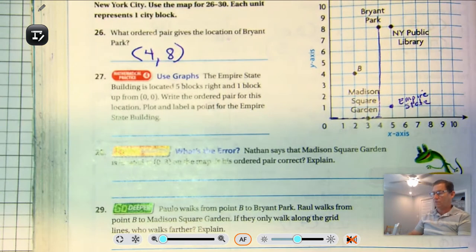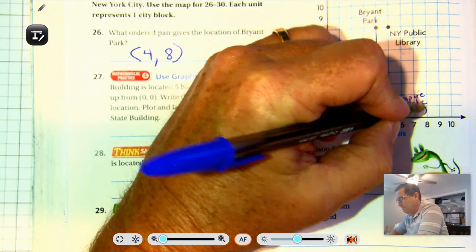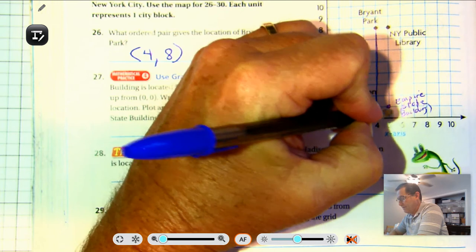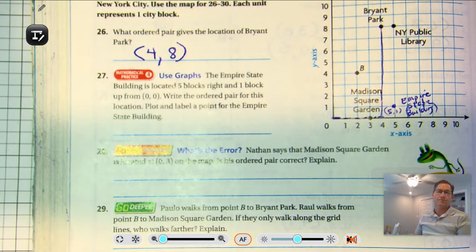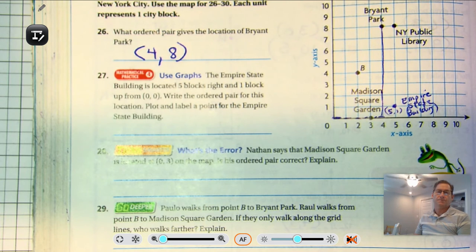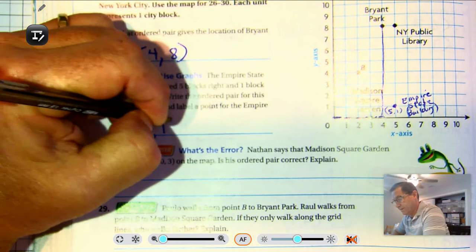Okay. So we'll call that the Empire State Building at 5, 1. So the ordered pair is 5, 1.